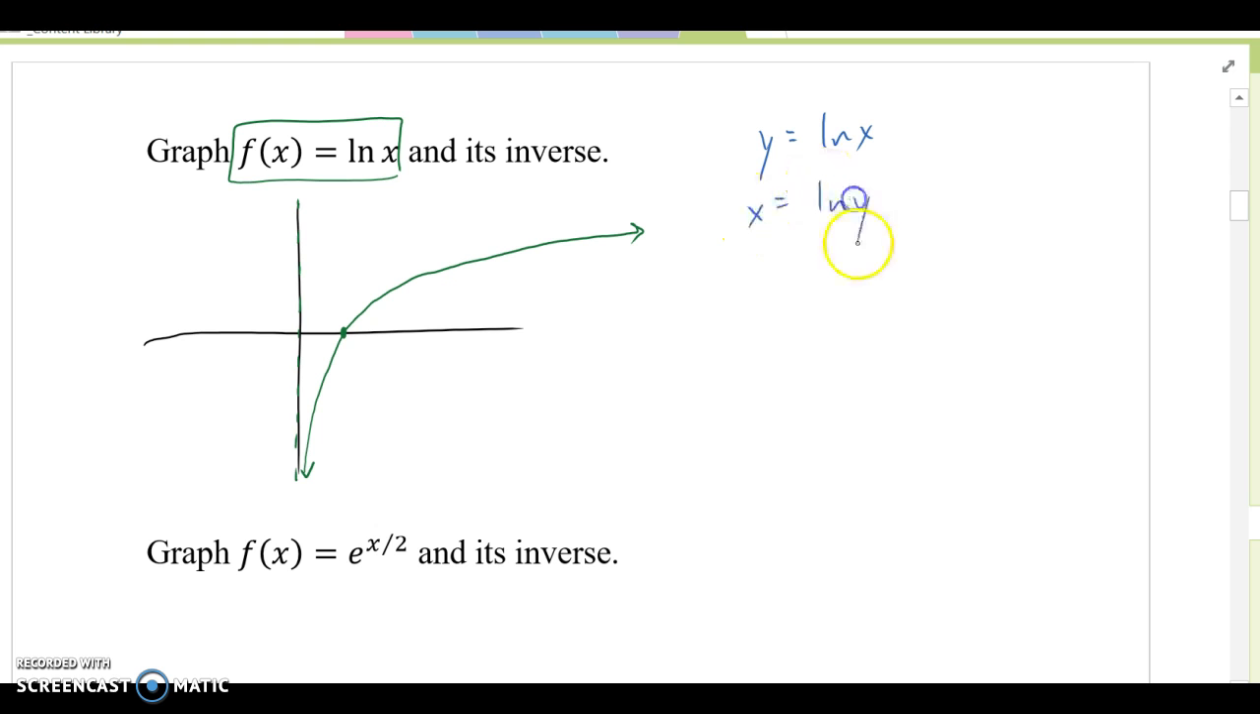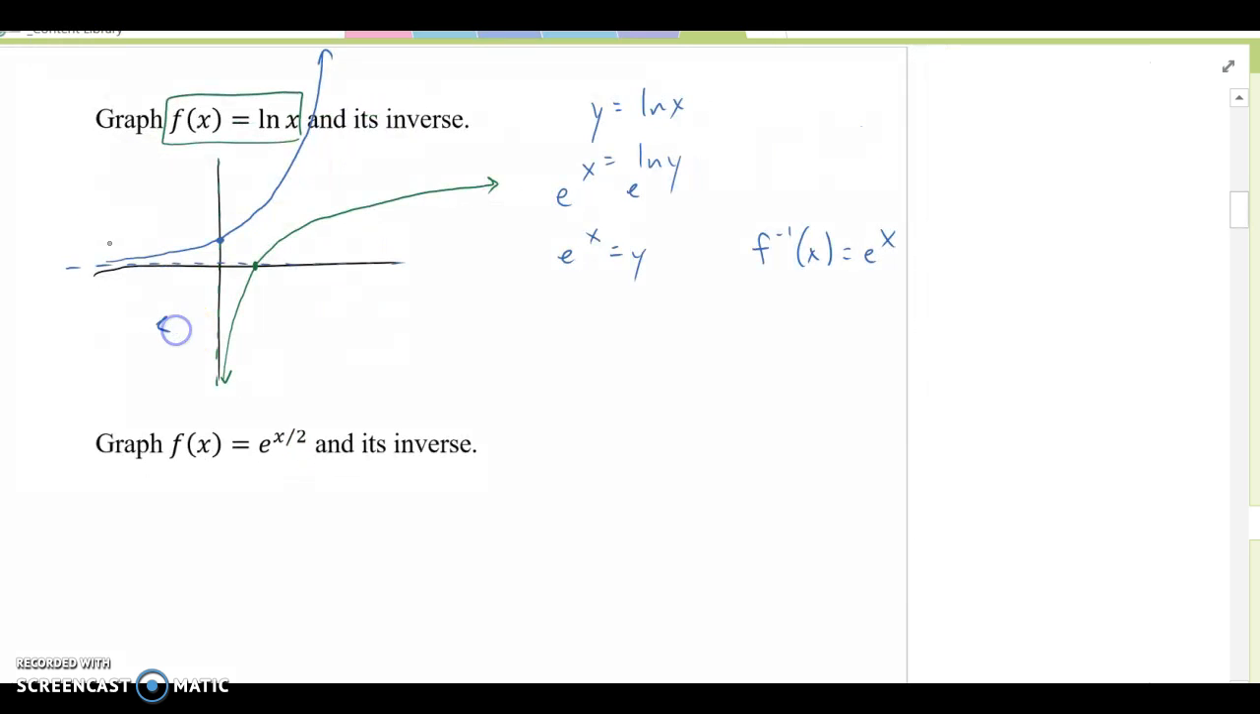Its inverse, well, if y equals natural log of x is our original function, then x equals natural log of y is the inverse, and if we exponentiate, we get e to the x equals y. So that tells us that f inverse of x is e to the x. Well, that's an exponential function, and we know that that has a horizontal asymptote at y equals 0, a y-intercept at y equals 1, and it is also monotonically increasing. Looks something like this.